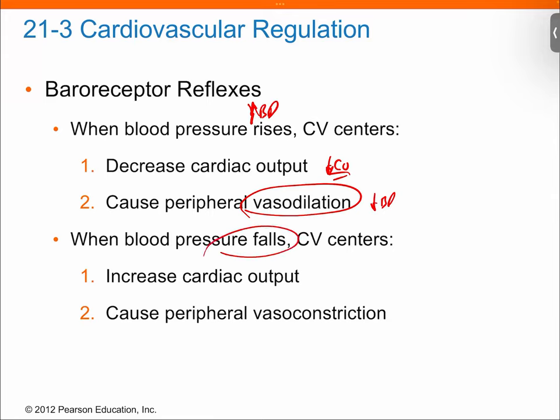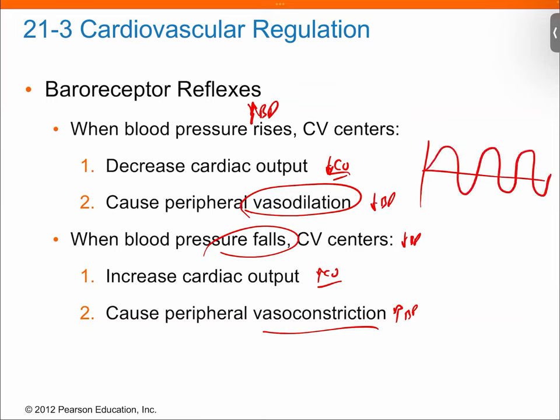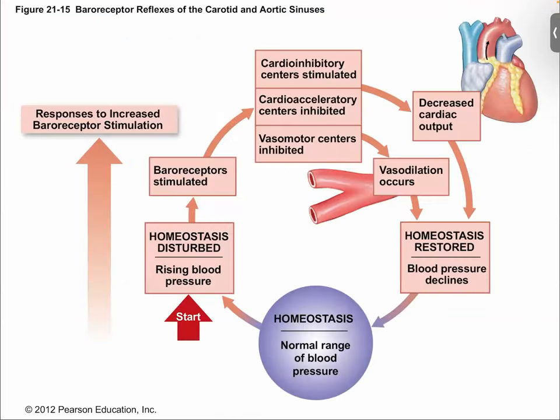When it falls or gets too low, so this is when your blood pressure falls, then it's going to increase your cardiac output. And it's going to, in this case, cause vasoconstriction, which is going to increase your blood pressure. So notice you have two different responses to this reflex, don't you? You have one set of responses to increase your blood pressure, one set to decrease your blood pressure. That's so that you can maintain your little back and forth, trough and peak, homeostatic cycle of blood pressure. So it's kind of what it looks like.